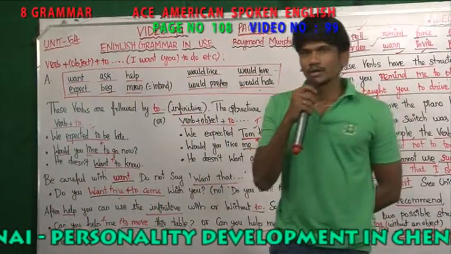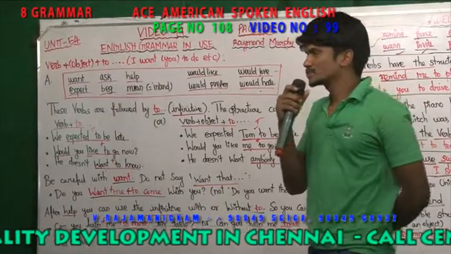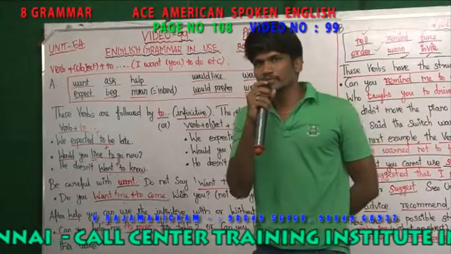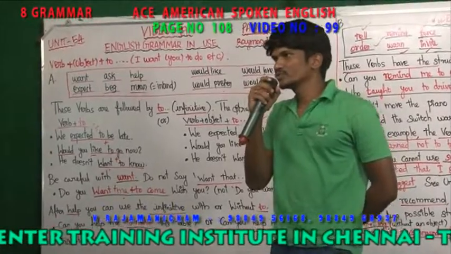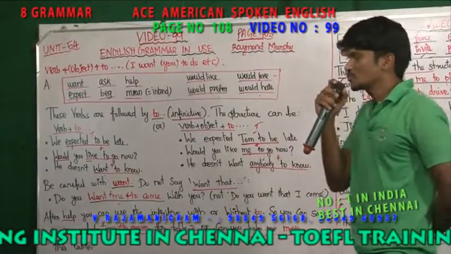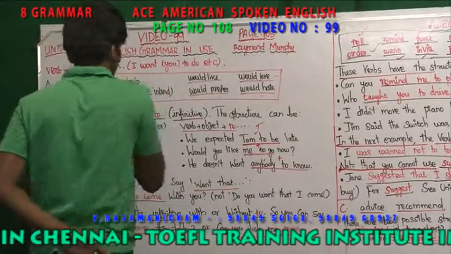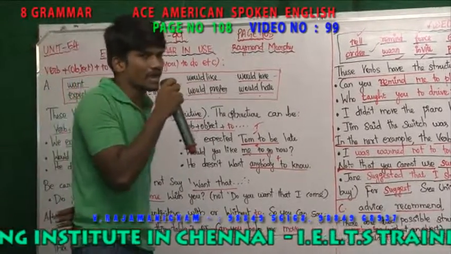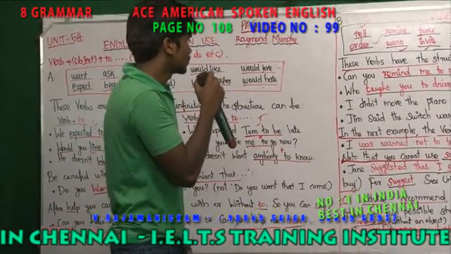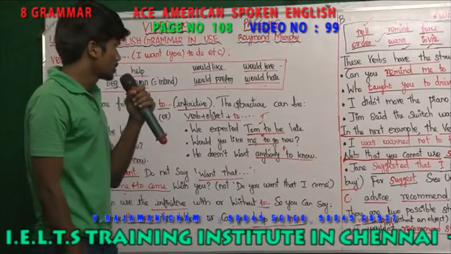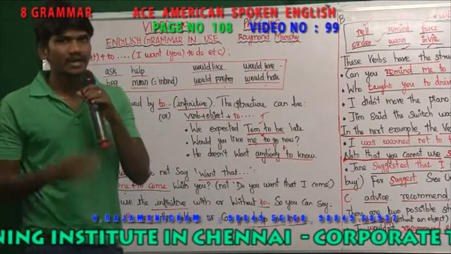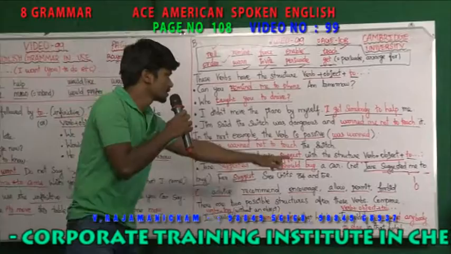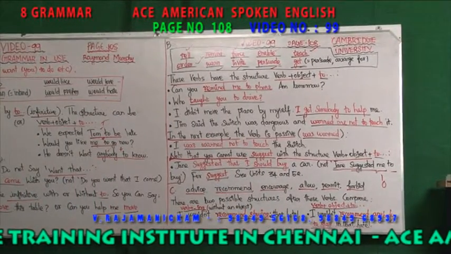Hi, this is Siva. Now I say verb plus object plus "to". Example: we expect to be late. Verb plus "to". Next, verb plus object plus "to": we expected Tom to be late. Then verb plus object plus "to": can you send me to phone and tomorrow? You ask you. Jan just said that I should buy a car. You cannot use "Jan just said me". You don't use "me": "Jan just said me to buy a car." That's all.